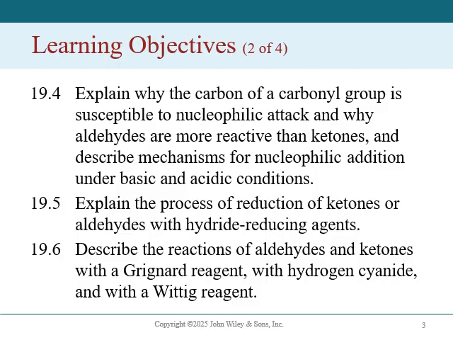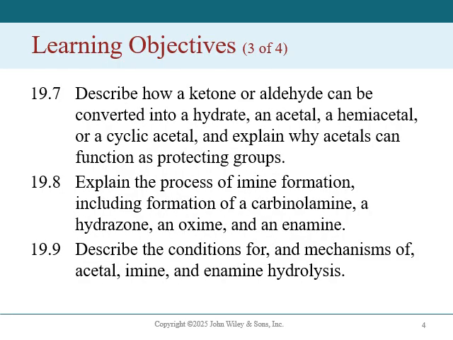Explain the process of reduction of ketones or aldehydes with hydride-reducing agents. Describe the reactions of aldehydes and ketones with a Grignard reagent, with hydrogen cyanide, and a Wittig reagent. Describe how a ketone or aldehyde can be converted into a hydrate, acetal, hemiacetal, or a cyclic acetal, and explain why acetals can function as protecting groups.